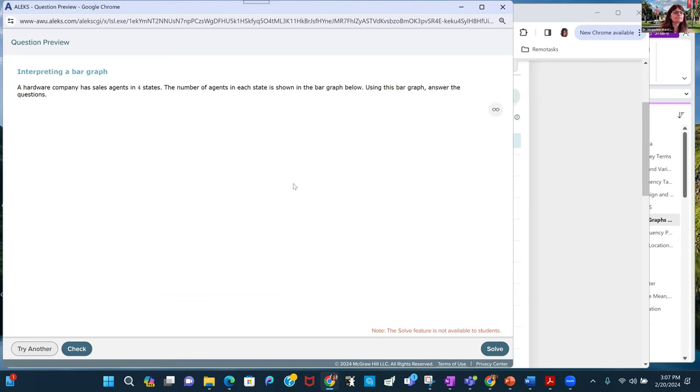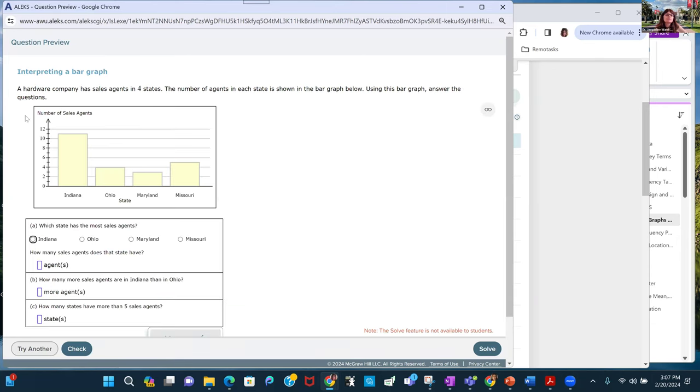All right, and then interpreting a bar graph. So here we have a hardware company that has sales agents in four different states. The number of agents in each state is shown in the bar graph. So you can see here there were 11 agents in Indiana, 4 in Ohio, etc. So which state has the most? Clearly, it's the tallest bar, right? So Indiana, which has 11.